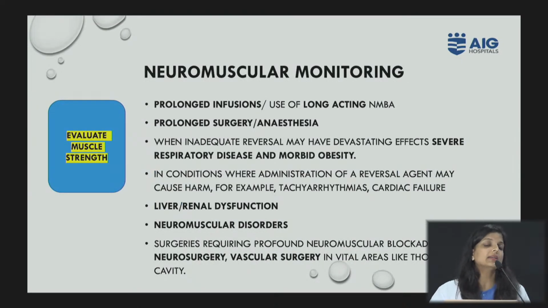So where is it essential to do neuromuscular blockade monitoring? Whenever we are using prolonged infusions or long-acting neuromuscular blocking agents, whenever there is prolonged surgery or anesthesia, when inadequate reversal may have devastating effects, like in patients with respiratory disease or morbid obesity. In conditions where you don't want to give reversal agents like neostigmine or other anticholinergics, which can cause harm, for example, tachyarrhythmias or cardiac failure. In patients with liver or renal dysfunction, in patients with neuromuscular disorders, and in surgeries where you don't want any movement of the patient, like neurosurgery or vascular surgeries which are very near to vital areas.